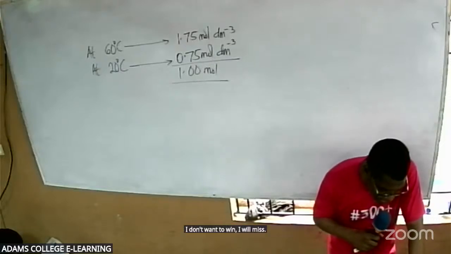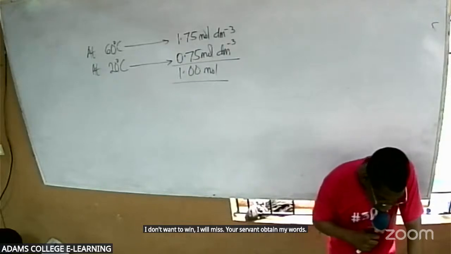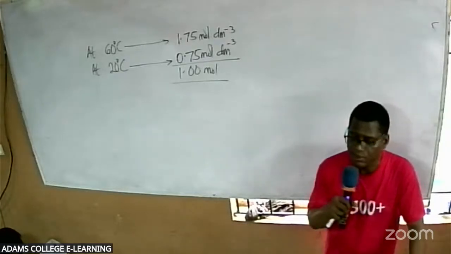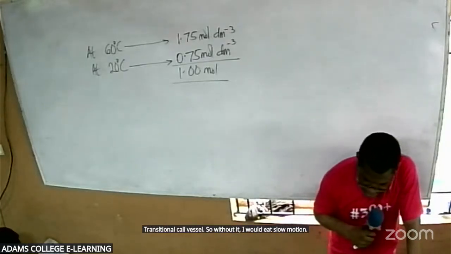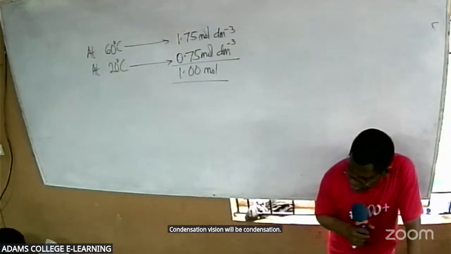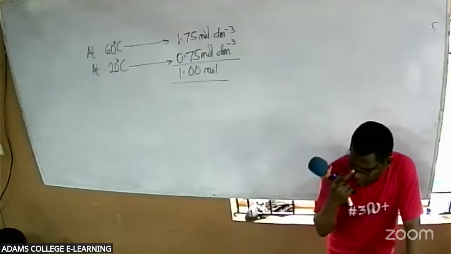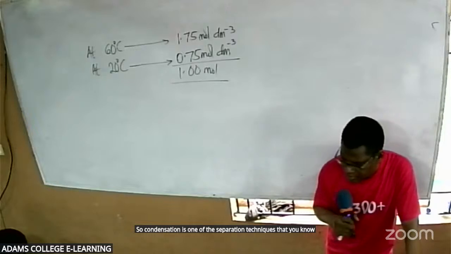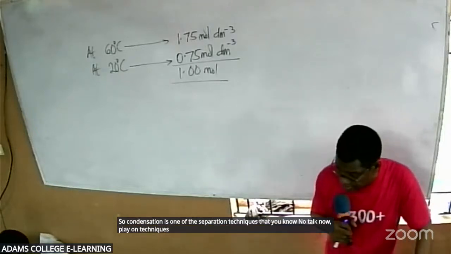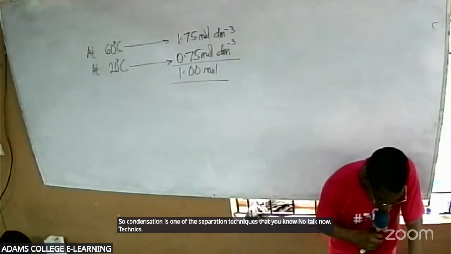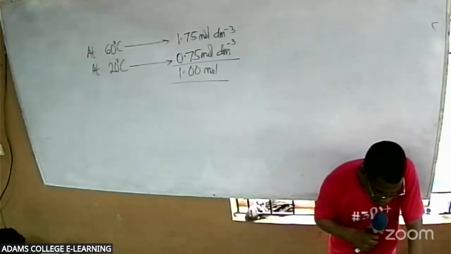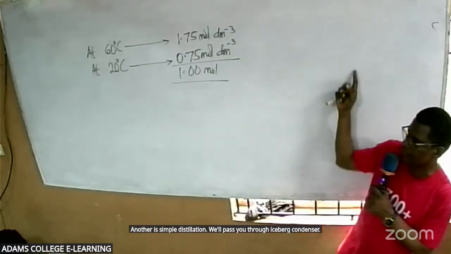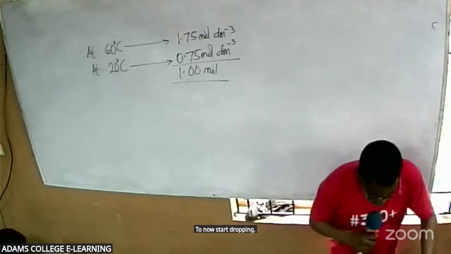Pure solvents are obtained by what? Distillation. Condensation. Which one will be condensation? Condensation is one of the separation techniques that you know. The answer is simple distillation. We will pass it through an ice-cold condenser to start dropping. Distillation.